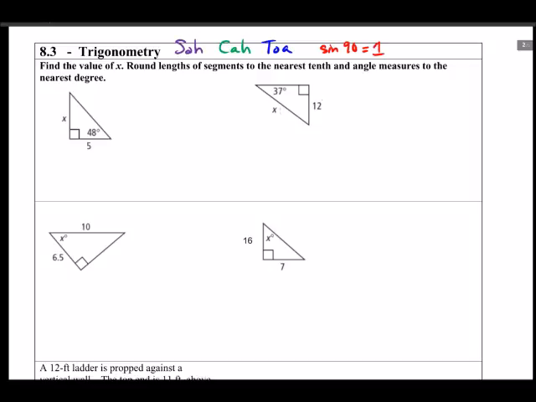If you know a side and an angle, you can find everything else. Or if you know two sides, you can find an angle. That's what makes trig so useful.